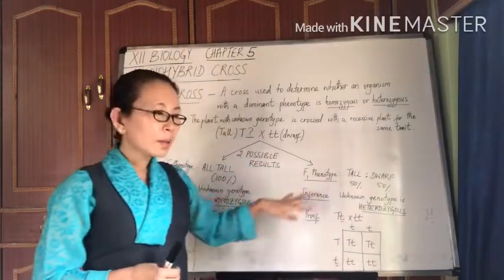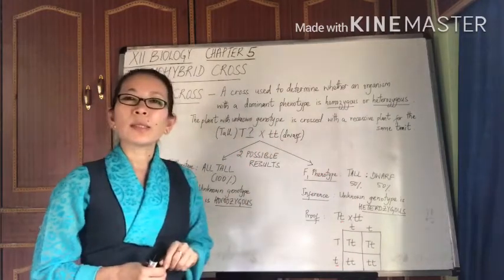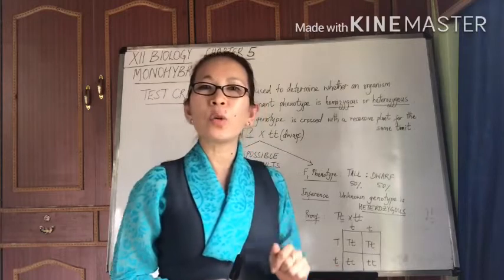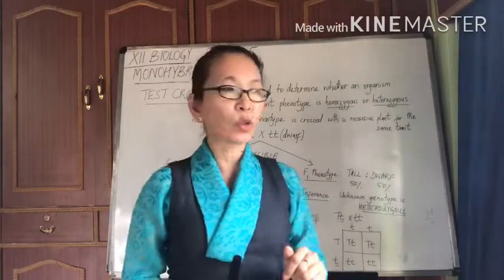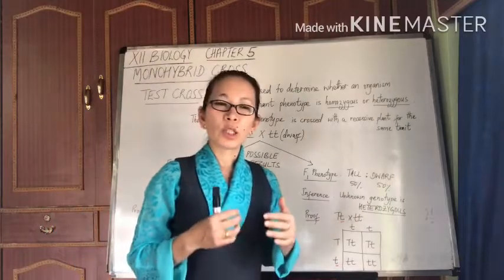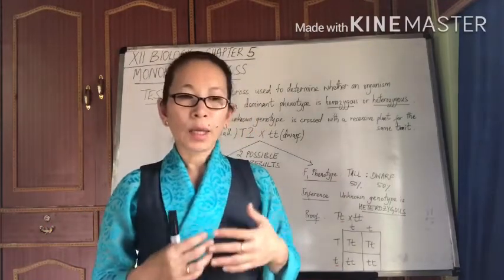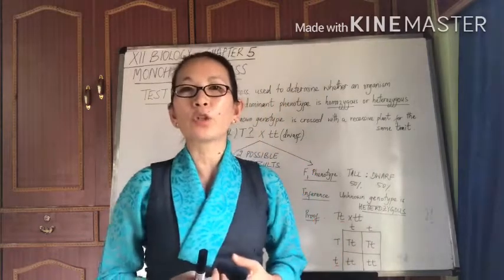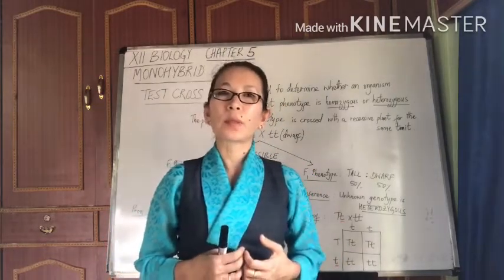So this technique is known as the test cross, and by using the test cross, Mendel was able to predict the genotypes of his F1 plants, F2 plants, and even the subsequent generations of the dominant plants.